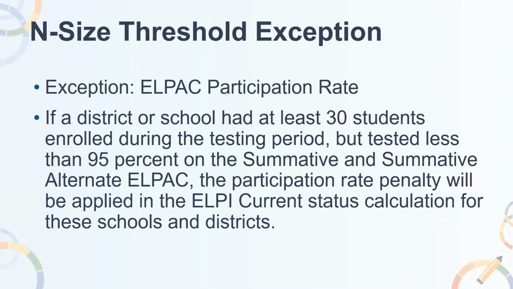There is an exception. If a district or school had at least 30 students enrolled during the testing period, but tested less than 95% on the summative and the summative alternate LPAC, the participation rate penalty will be applied in the current status calculation for these schools and districts.